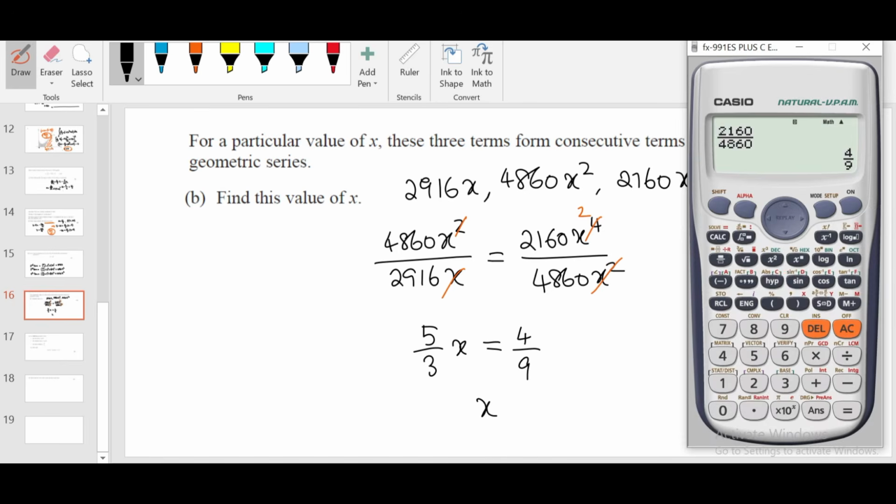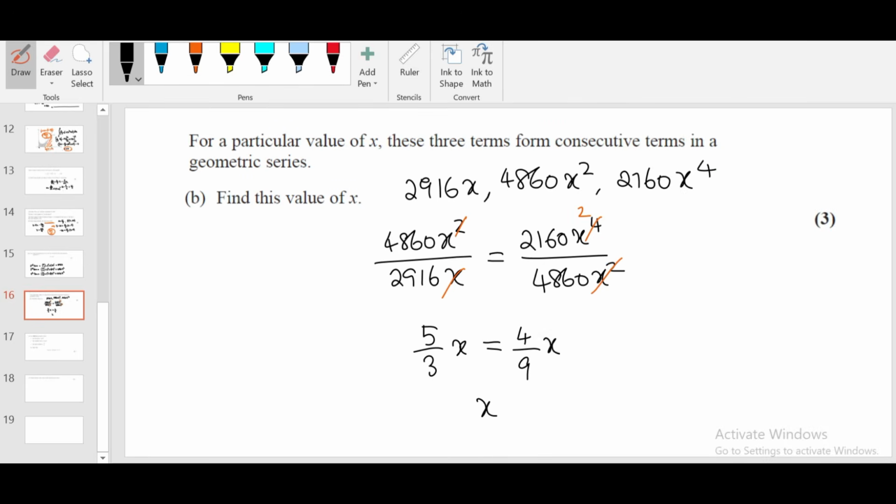So x is 4/9 times 3/5. So there is x squared also here. Sorry, I forgot about this x squared. So you cancel this. x is basically 5/3 times 9/4, which is 15/4. x is 15/4. That's all. It's a 3-mark question. Let's move on to the next part now.